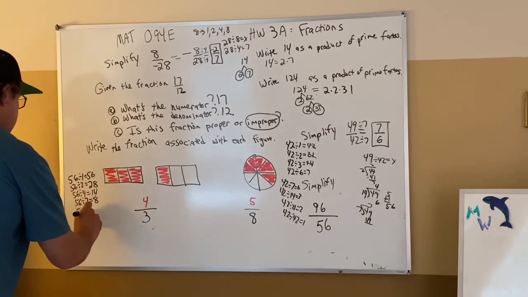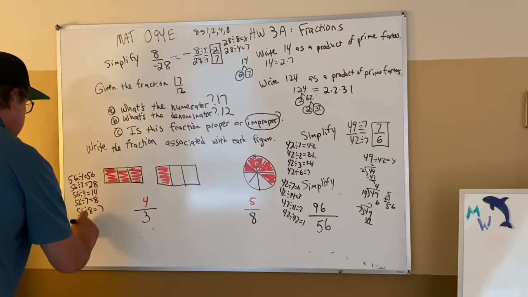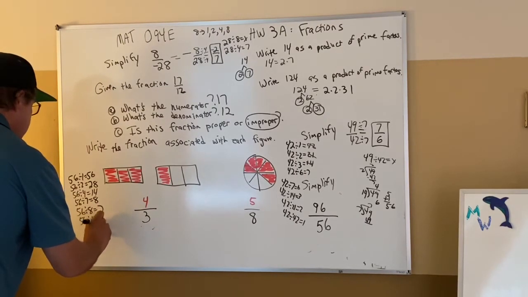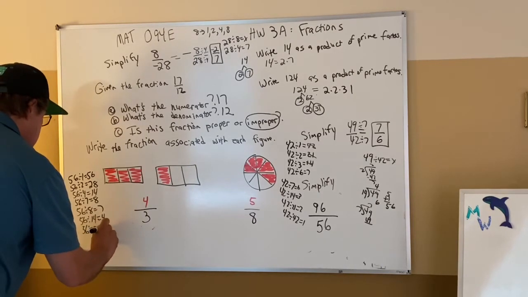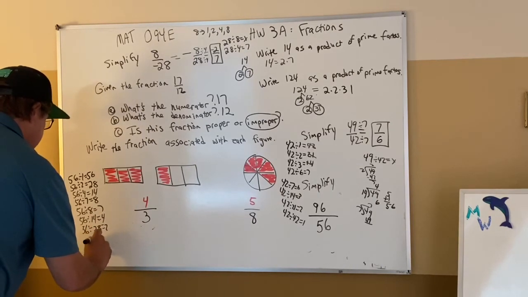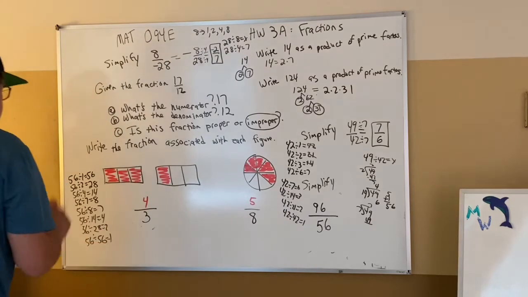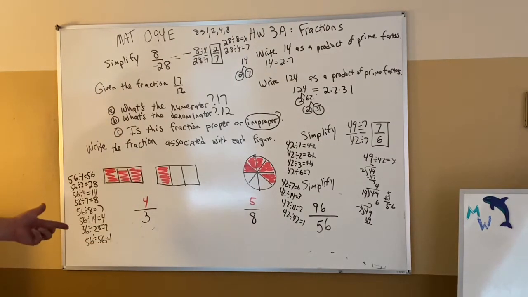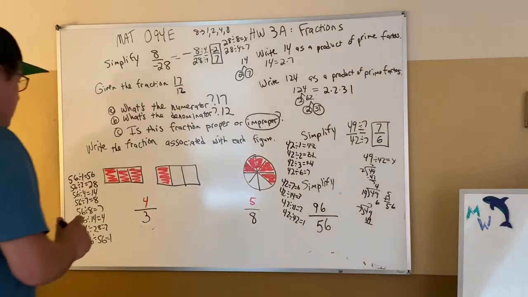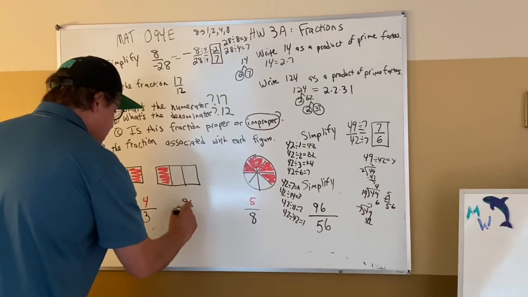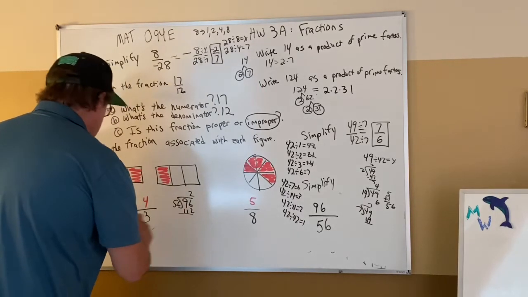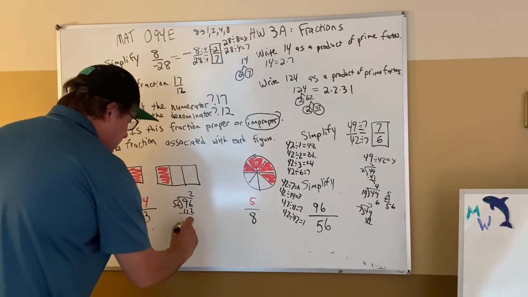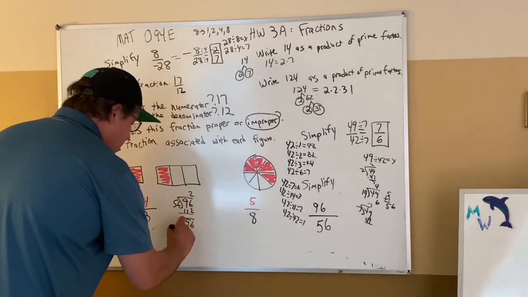56 divided by 8 gets me 7. 56 divided by 14 will get me 4. 56 divided by 28 will get me 2. And 56 divided by 56 will get me 1. And one of those is definitely going to divide, even if it's the 1, into the 96. So 96 divided by 56, if I try 2 of them, I'll see that 112, that's not going to work, so 56 is out.